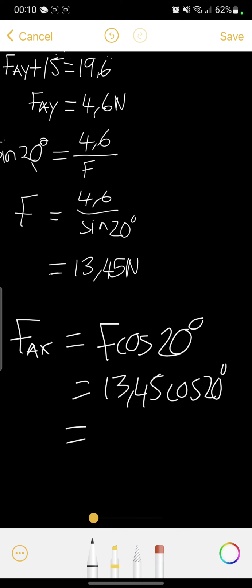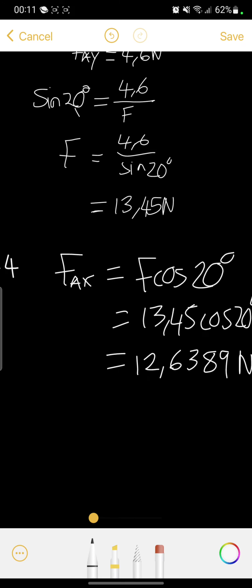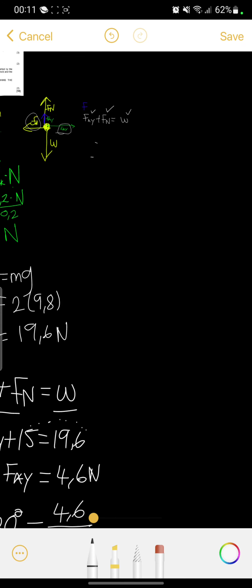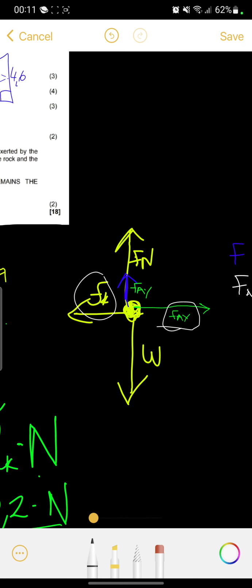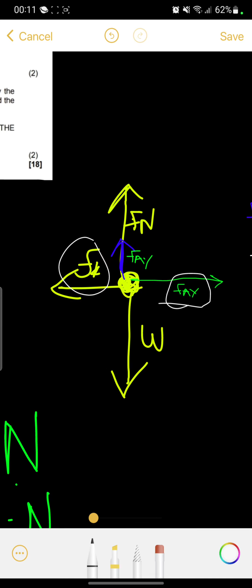And we get an answer of 12.64 newtons, right? But we prefer not to round it off because this is not our final answer, so let's keep it to 4 decimal places. So it's going to be 12.6389 newtons. Now we have the forces that are acting horizontally, which is what acceleration is about in this case.